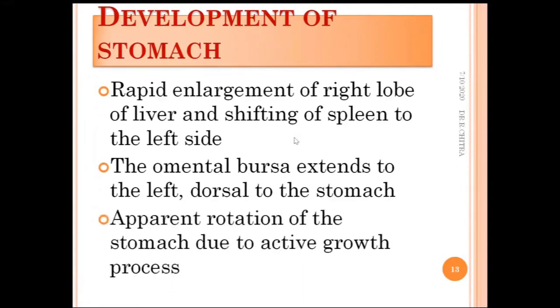Otherwise, it may be an apparent rotation of the stomach due to the active growth process of the stomach, so that the dorsal mesogastrium gradually shifts to the left from the dorsal border until it reaches the adult position. So whether it is apparent, not real, or due to the active growth process, these are the explanations for the development of the clockwise 90-degree rotation of the stomach. What are the causes for this rotation? These are the explanations for that rotation.